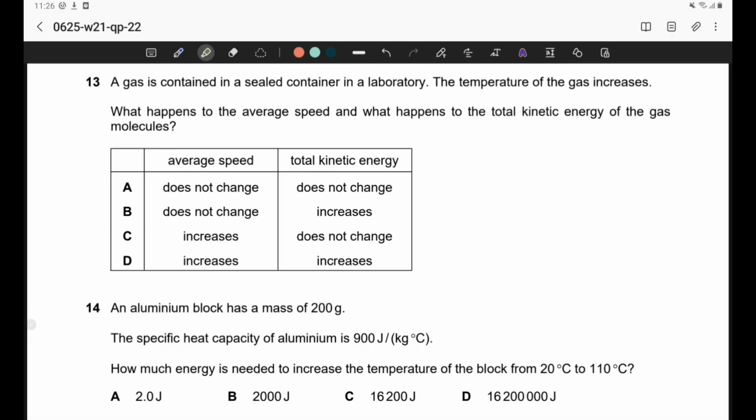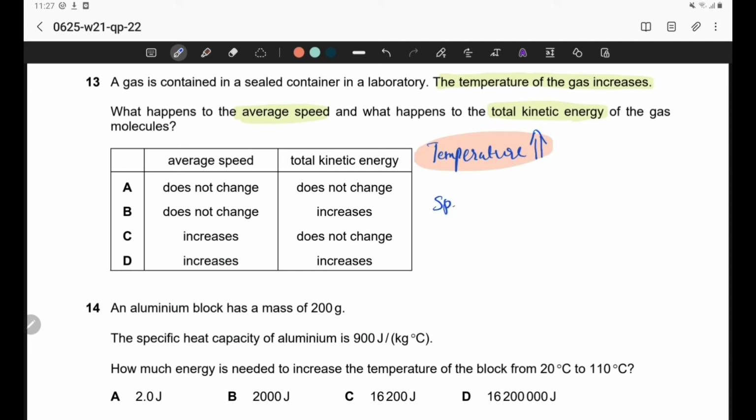Question 13. A gas is contained in a sealed container in a laboratory. The temperature of the gas increases. What happens to the average speed and what happens to the total kinetic energy of the gas molecules? So here we need to know that when the temperature of a gas increases, the particles gain more energy and they start to move faster.